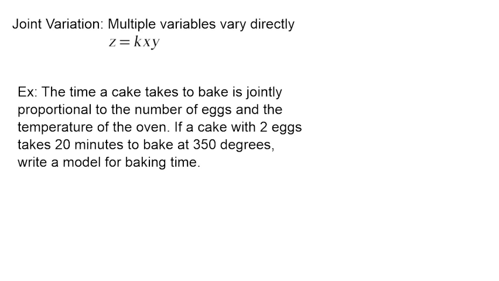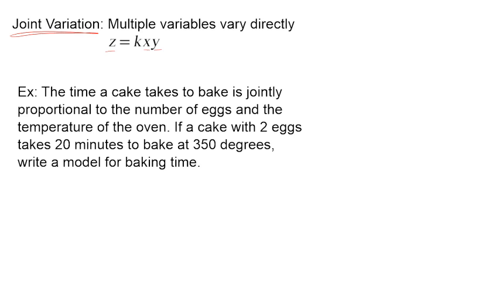Okay, another type of variation, joint variation. Joint variation just basically means that multiple variables vary directly. So notice if I have z, x, and y, this would be like z varies jointly as x and y. Or you could also say z varies directly as x and y. So either way, okay? This is an example of that other language that I was talking about as far as being proportional. Instead of varies, sometimes it uses the words proportional, okay?